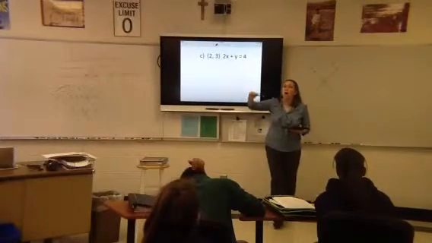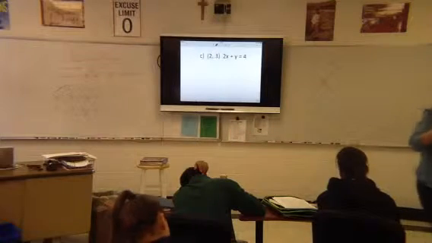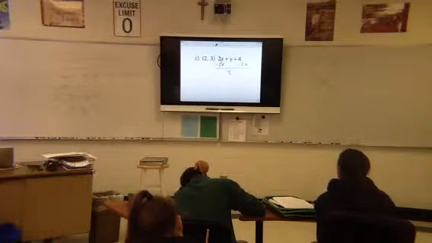Looking at C here, what are we going to do first? What's the first thing that needs to happen here? Monica, start us off. Subtract the 2x from both sides. Good, so we're going to subtract 2x from both sides. So we have y equals negative 2x plus 4, okay?